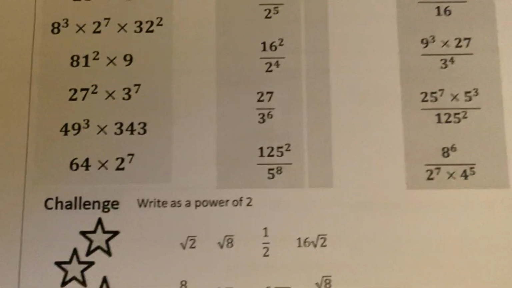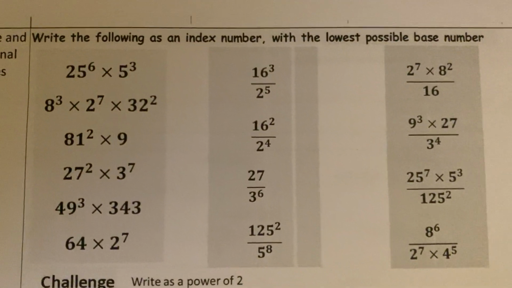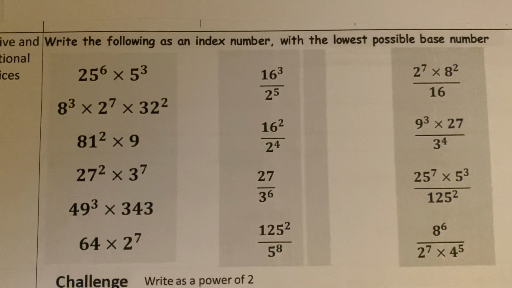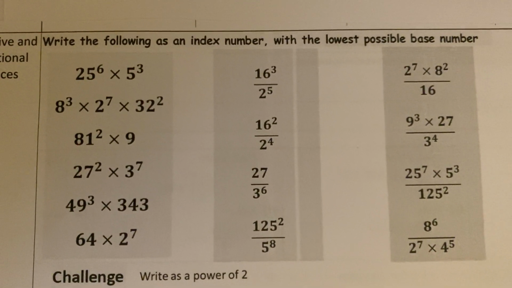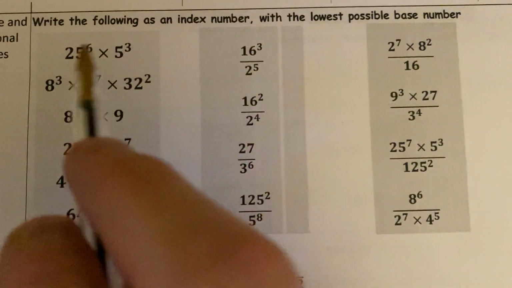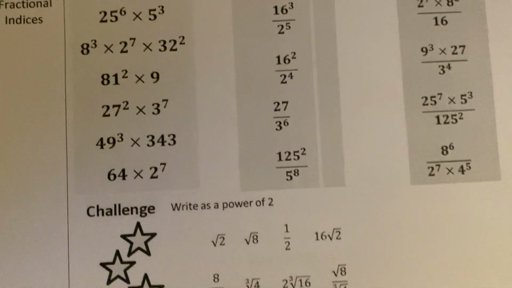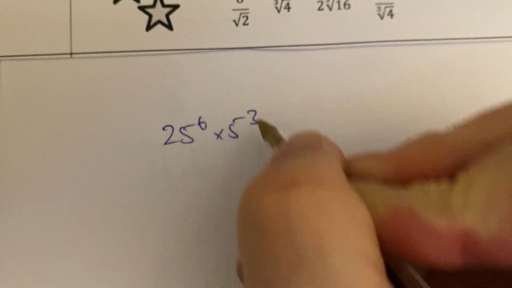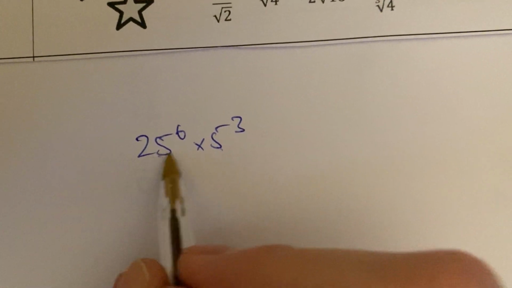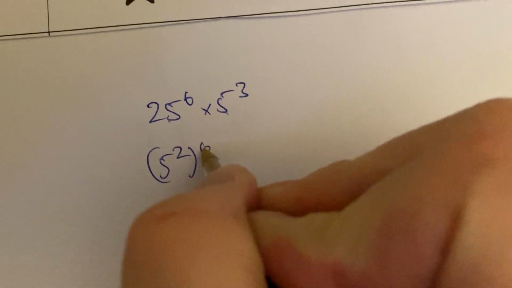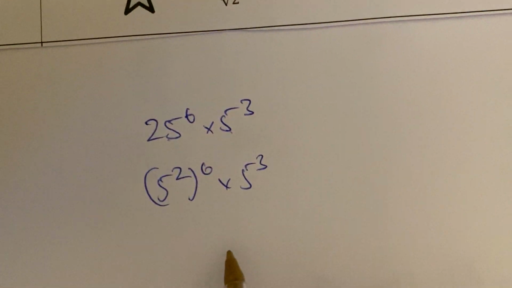Okay, so a heck of a lot here. So let's just see what we can do. Write the following as an index number with the lowest possible base number. Right, okay. So I'm going to take these individually ones here. So 25 to the 6. 25 to the 6 times 5 to the 3. Obviously 5 goes into that. That's 5 squared to the 6 times 5 to the 3.